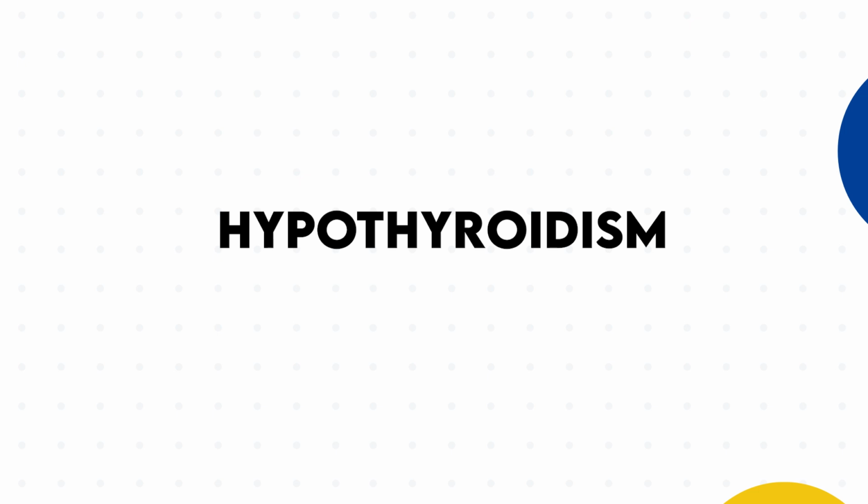Now that we've covered the basics, let's now transition over to what happens when we have low thyroid hormone levels, also known as hypothyroidism. In a majority of cases, or 95% of cases, the issue here is a primary thyroid issue, meaning that the thyroid gland is not producing enough hormone. So the problem is within the thyroid gland itself.